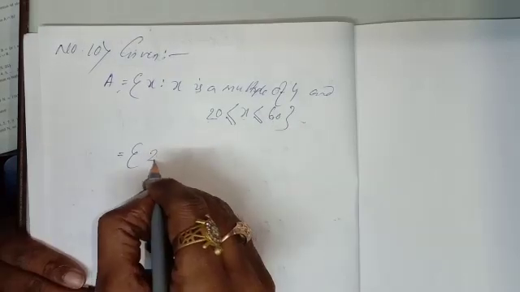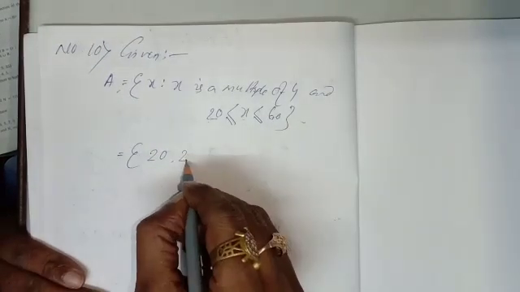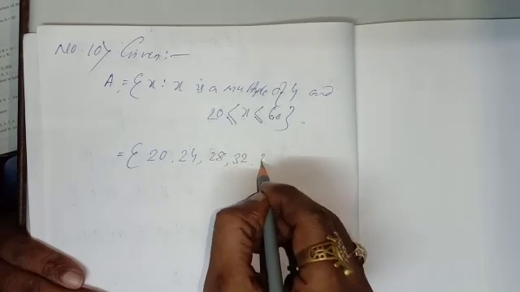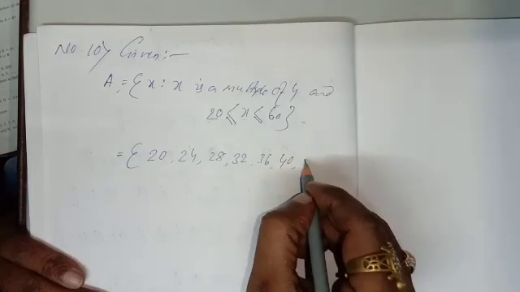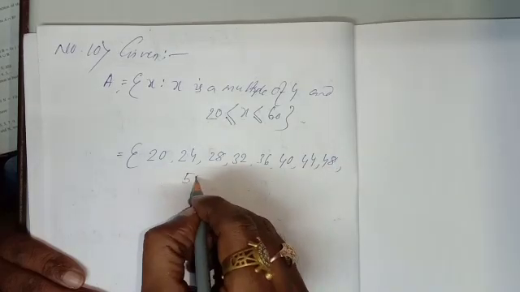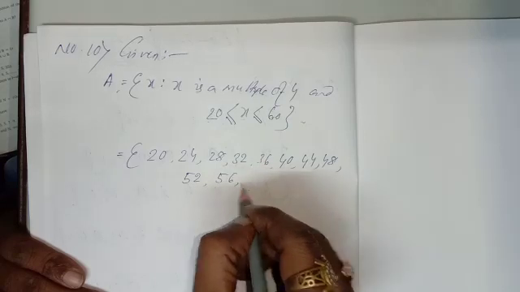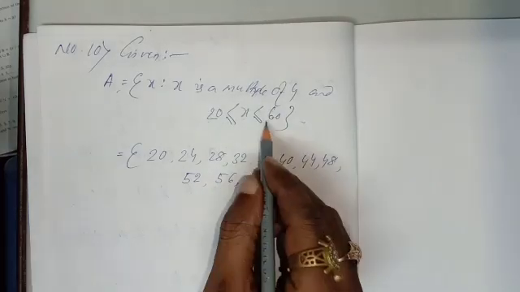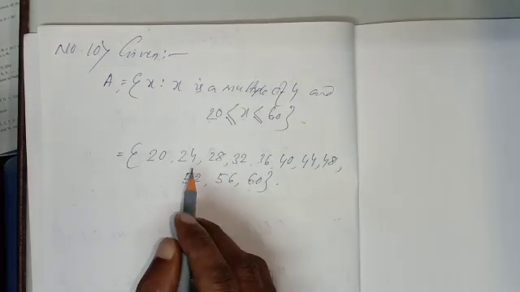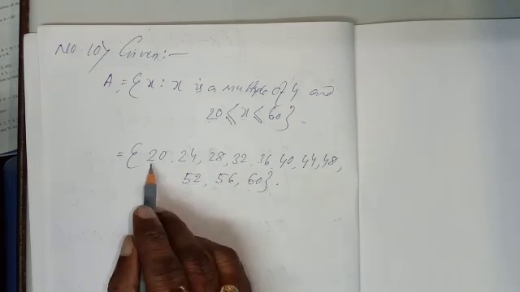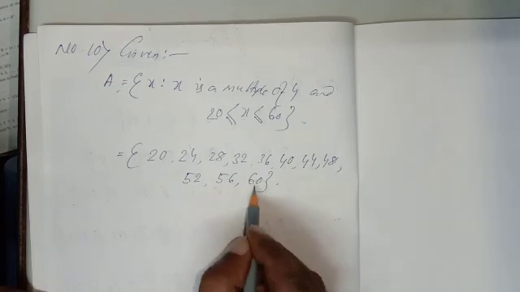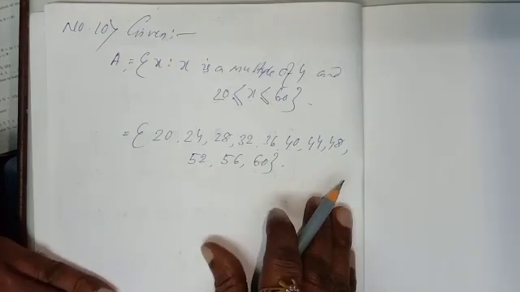That means you have to write 20 first, a multiple of 4. Then 24, 28, 32, 36, 40, 44, 48, then 52, 56, up to 60, because less than or equal to 60. Here x is a multiple of 4 and present between 20 and 60. That is 20, 24, 28, 32, 36, 40, 44, 48, 52, 56, 60. They are the elements present in set A.